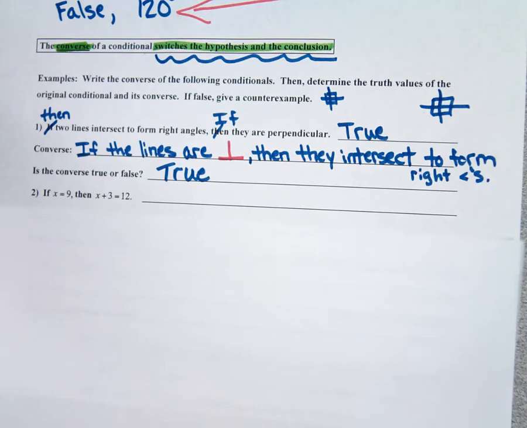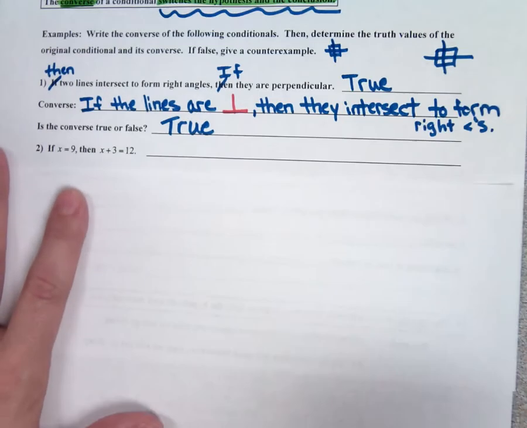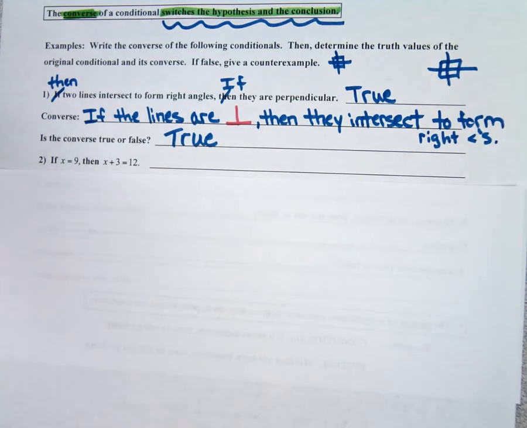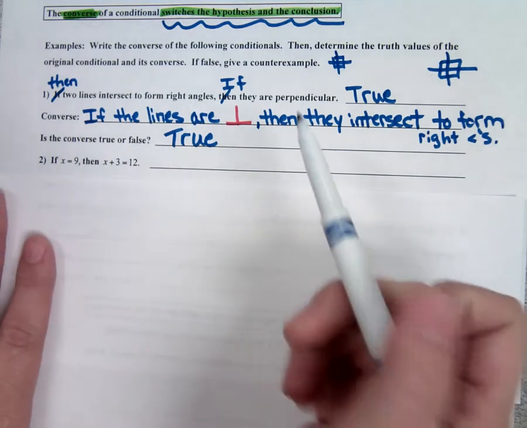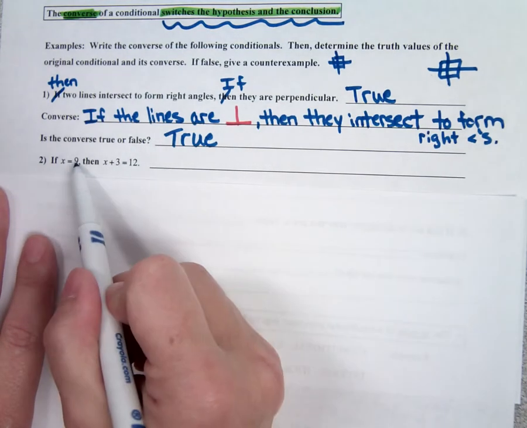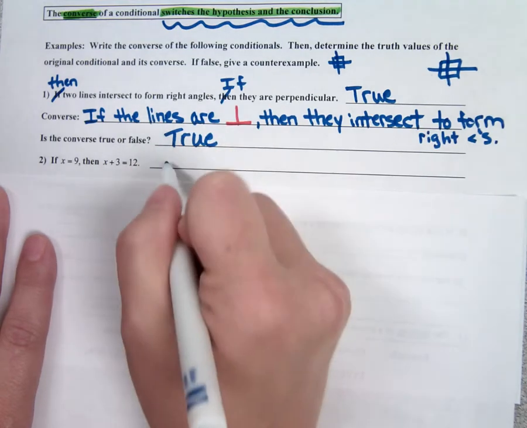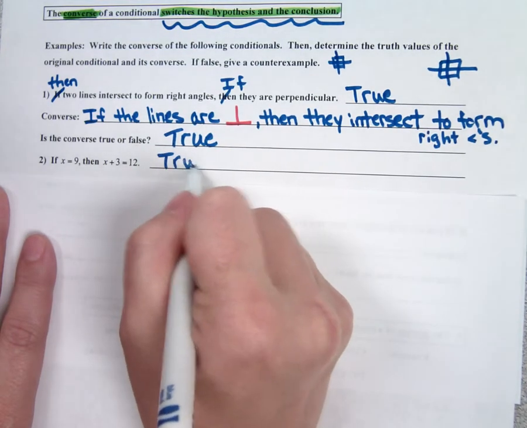Okay, let's try this one. Let's see if this is true or false. So this is our original conditional. If x equals 9, then x plus 3 equals 12. Do you think that's true? If x equals 9, then x plus 3 equals 12. If I put 9 right there in that x, does 9 plus 3 equal 12? Yep, so that is true.